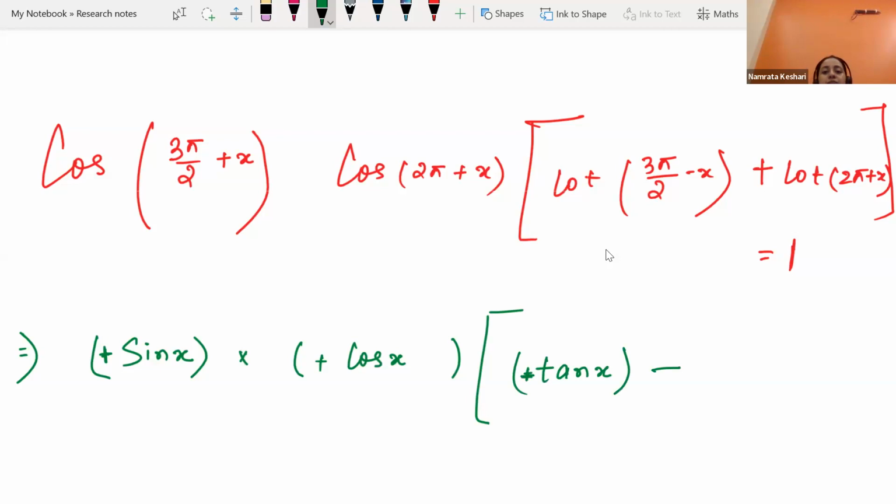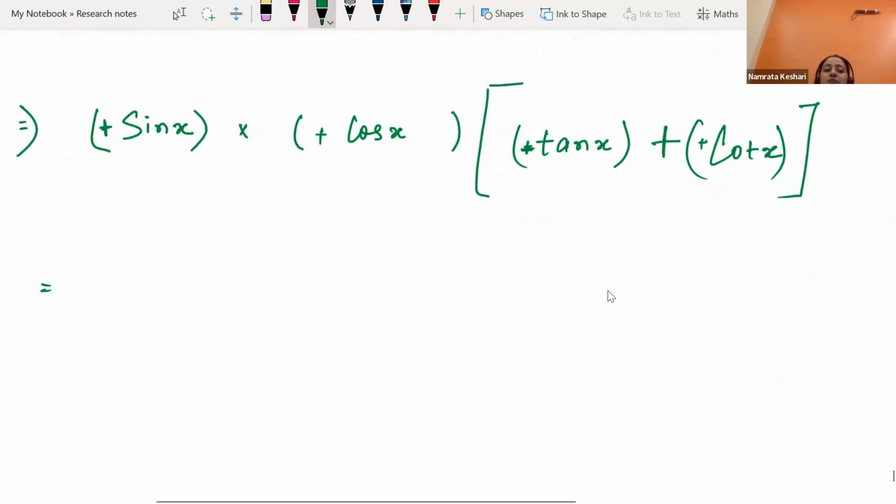Now cot 2 pi plus x. With 2 pi we understand the function doesn't change. Cot will remain cot. Now the question is whether it will be plus or minus. Plus, ma'am. Yes. Let's continue.